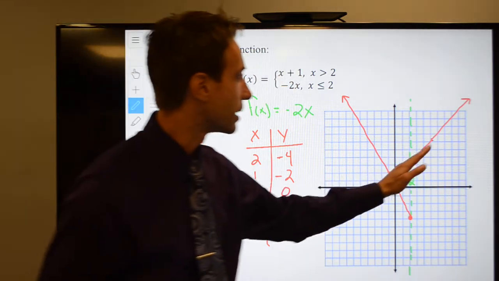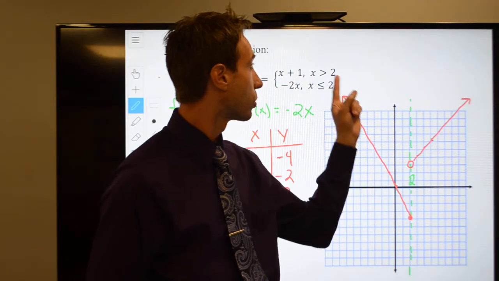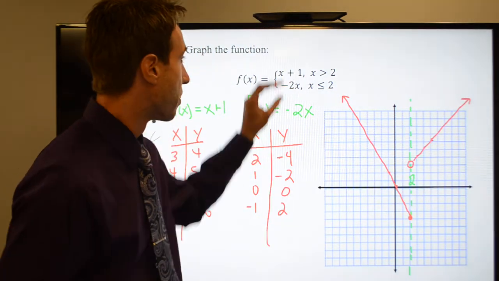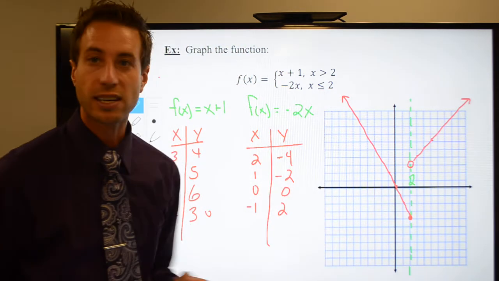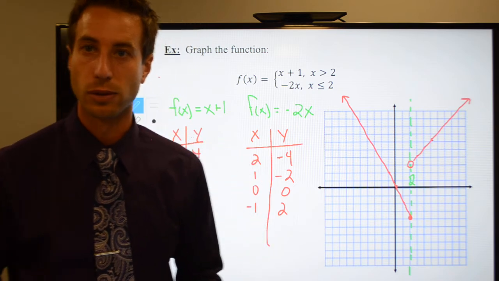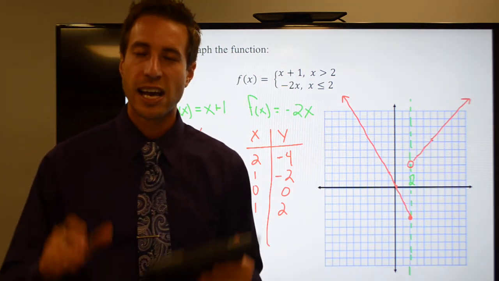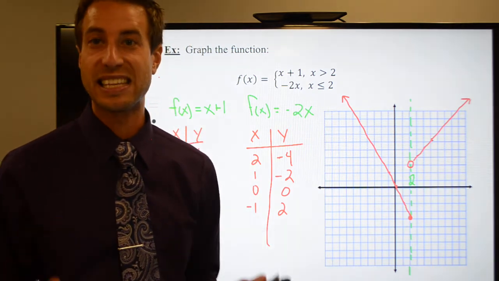The top piece gets me that graph, open circle, because it's strictly greater than, and the bottom piece gets me this graph, closed circle, because it's less than or equal to. Awesome, piecewise defined functions. Guys, that takes care of all the problems in this set of notes.